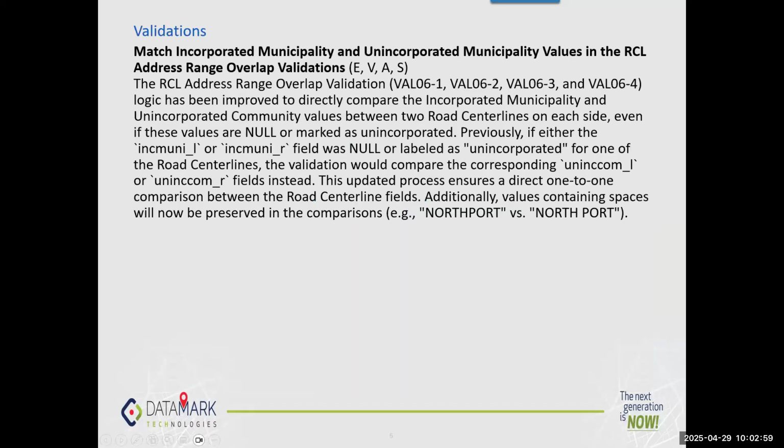So for validations, we did a lot of work to our address range overlaps, both in the single jurisdiction validations and in our cross jurisdiction validations. Previously, if you had an incorporated municipality value of unincorporated or null, it would then take your unincorporated community value and try to match it. But now it's going to be a 1-to-1. If your incorporated municipality left or right fields are null or unincorporated, it's going to try to match those to the other roads' incorporated municipality values, and same with unincorporated community. So it's a 1-to-1 match.